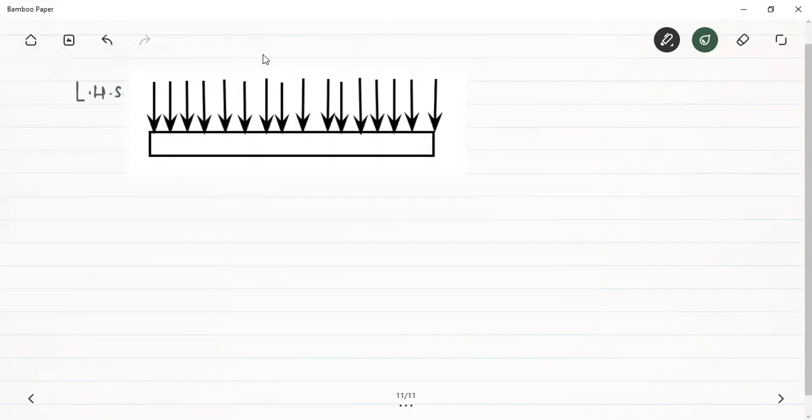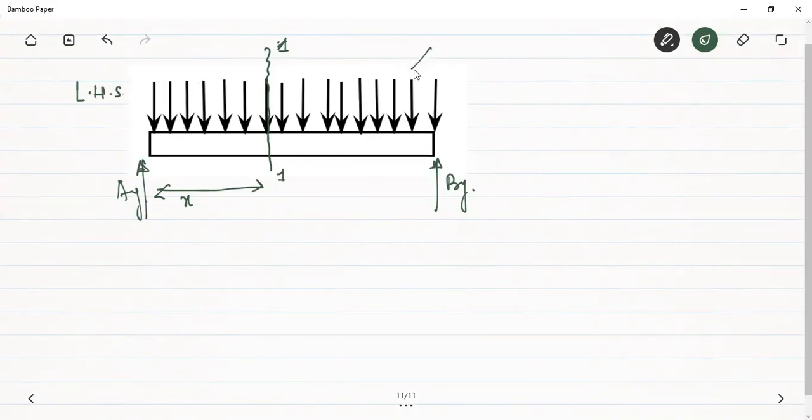I had taken a section here. This is section 1, at a distance of x. This was AY, this is BY. Fine. So for the moment calculations, I can't keep this as a UDL. I have to convert it into a point load.